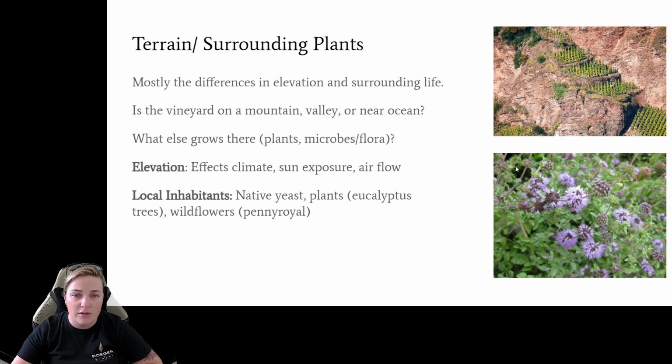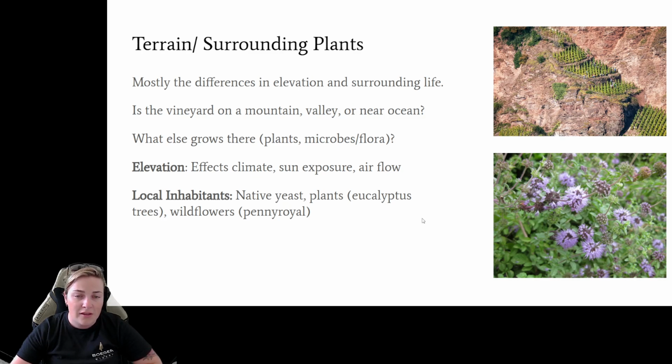Okay, and then finally terrain and surrounding plants. So differences in elevation and surrounding life. Is the vineyard on a mountain? Is it in the valley or is it near an ocean? What else grows there? What plants, microbes, flora are present?